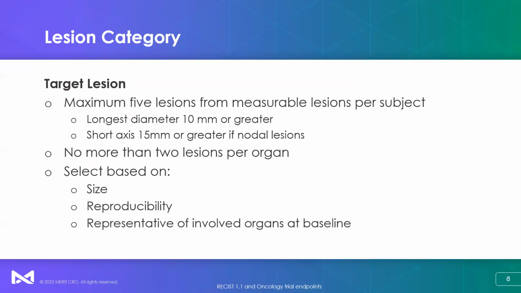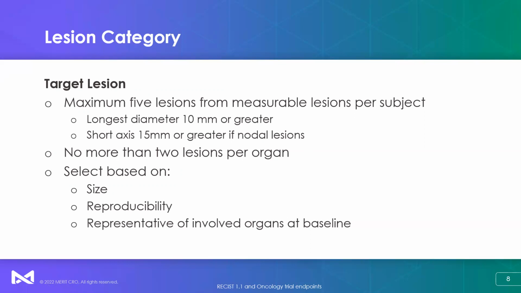Getting into more detail on the target lesions. Target lesions would have a maximum allowed of 5 lesions from the measurable lesions per subject. So the target lesion has to be measurable, which would mean the longest diameter has to be at least 10 millimeters or greater, or a short axis of 50 millimeters or greater if they are nodal lesions. Also, RECIST 1.1 recommends that there should not be more than 2 lesions per organ.